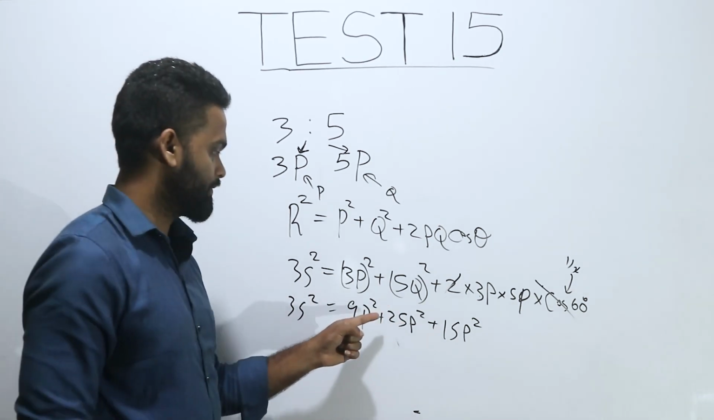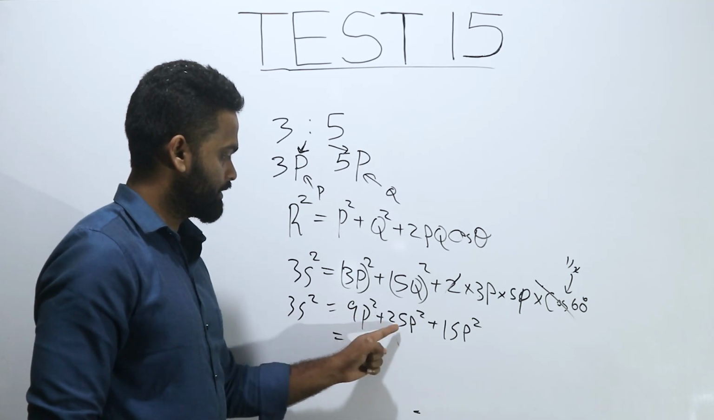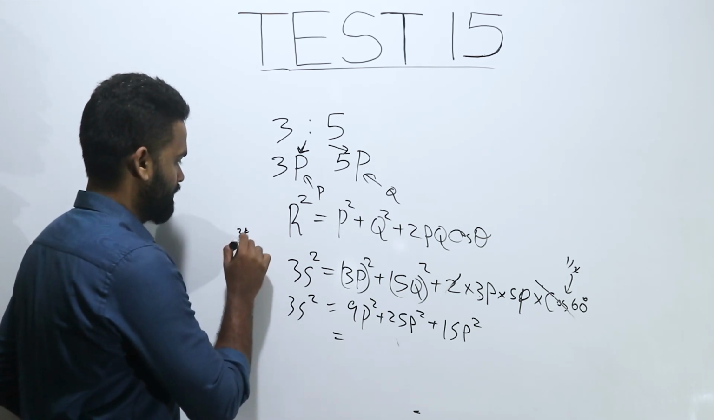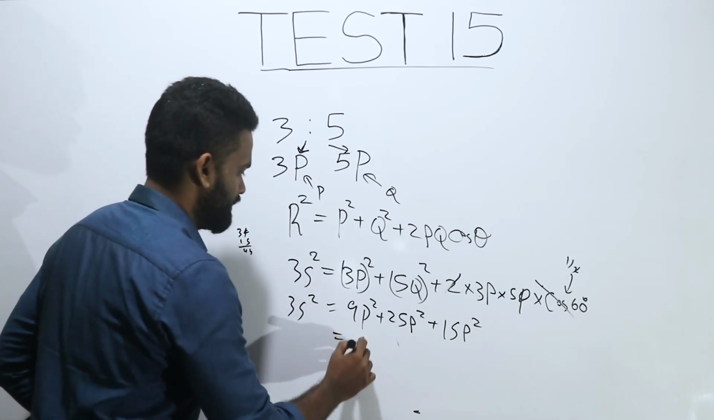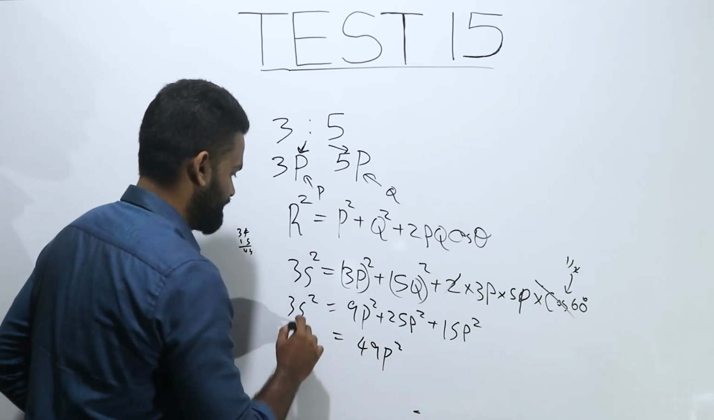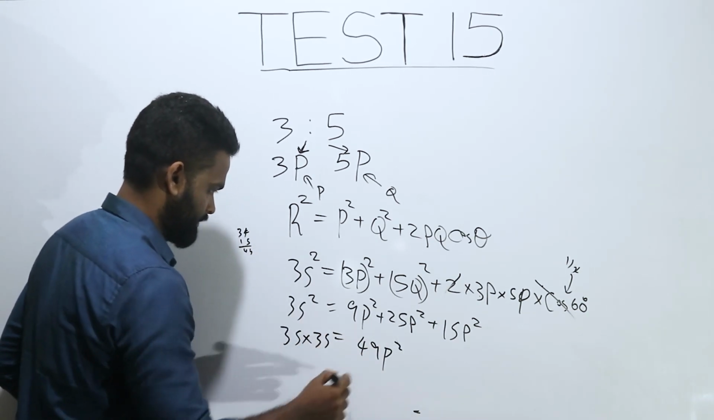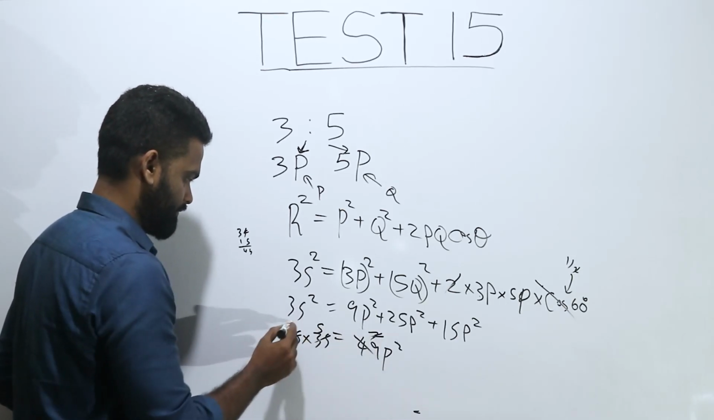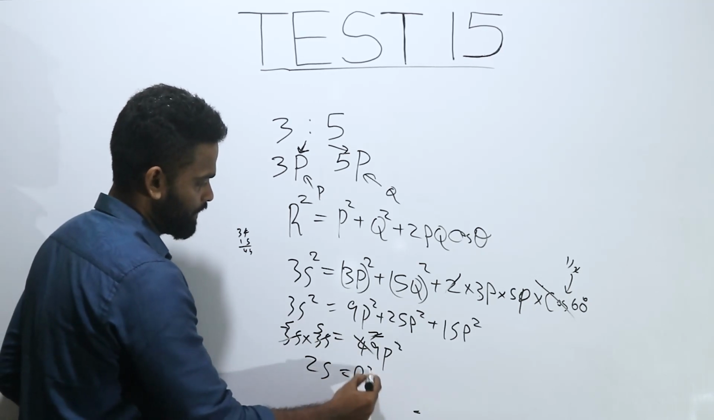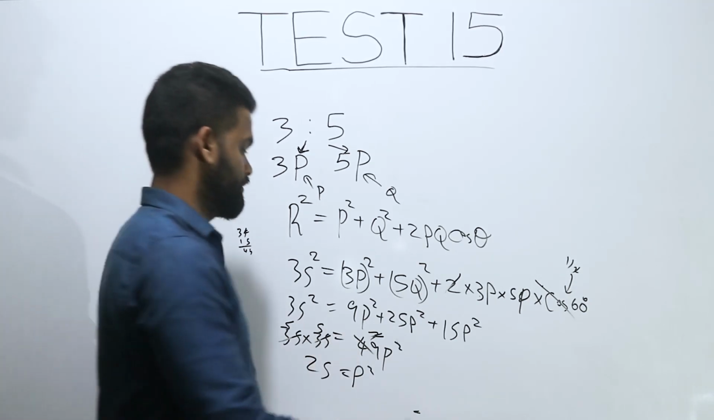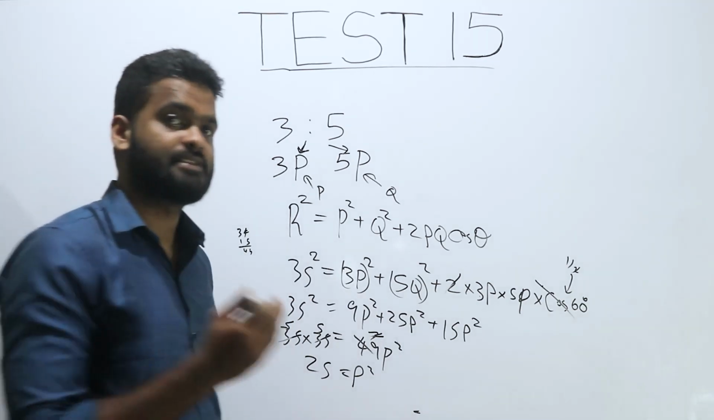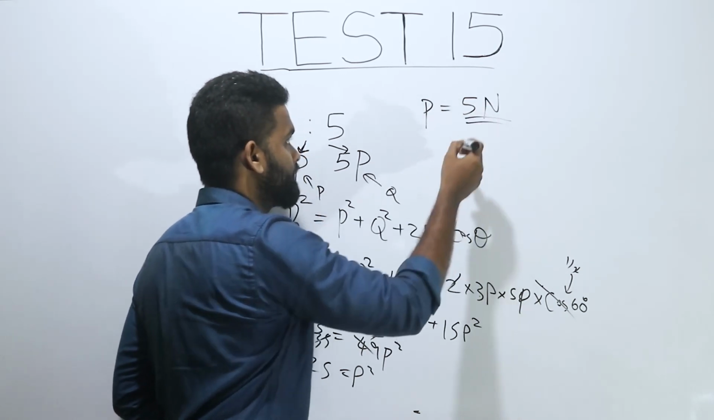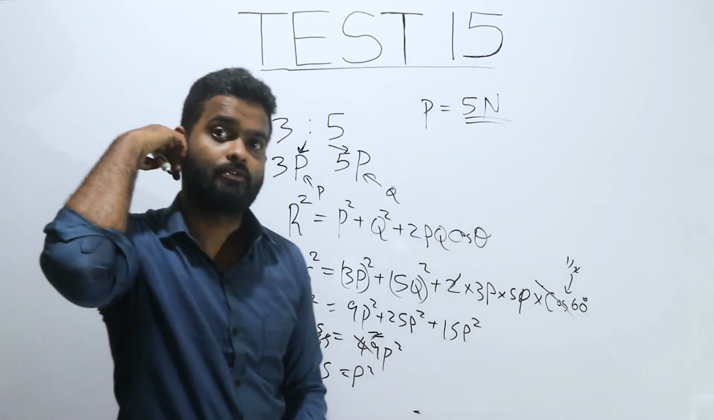Then 34 plus 15 is 49. So 49p squared equals 35 times 35. 7 times 7 is 49, that's 175. 5 times 5, 25 equals p squared. So p squared equals 25, and if you take the root from both sides, p is equal to 5 Newtons. Okay, so we found what the value of p is.